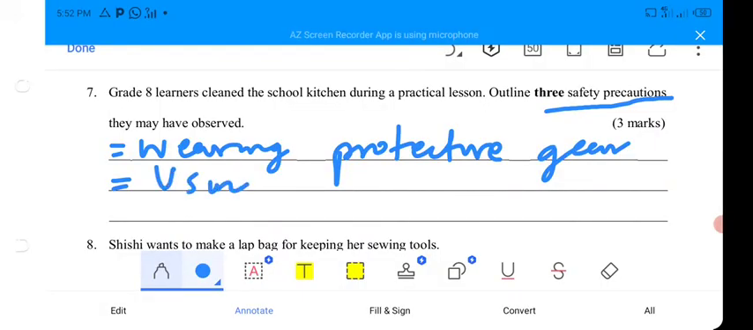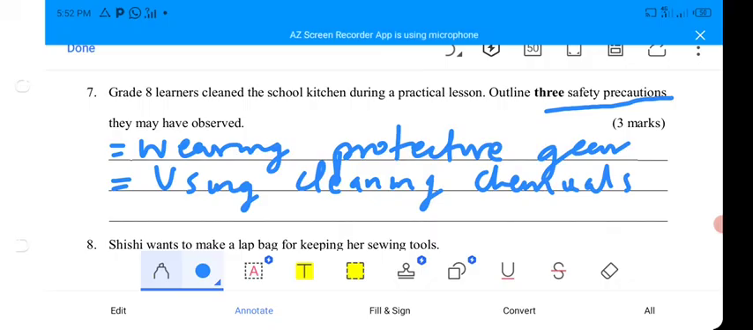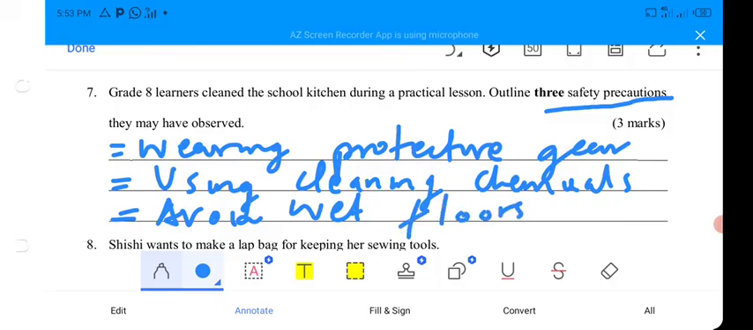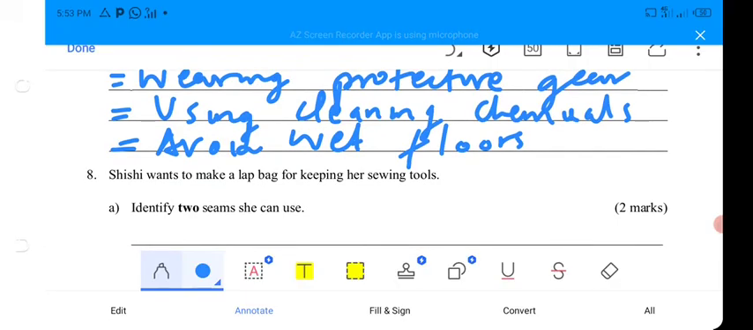Another precaution is using cleaning chemicals, such as soap or detergent. And last but not least, avoiding wet or slippery floors. They should be avoided because they can lead to falls. And when a person falls, a person can break the bone, hand, leg, anywhere.